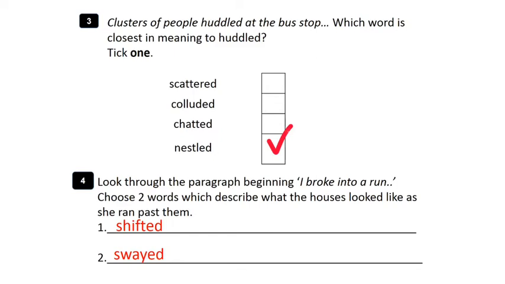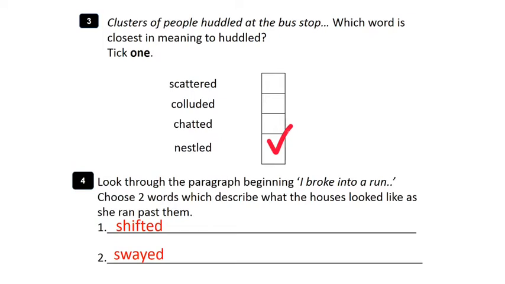So again, you have to think of what that is actually describing to you. So clusters of people to me describes a big group of people, and we know that the weather wasn't particularly nice, so huddling at the bus stop means that they were joining together, they were squishing in together to protect themselves from the weather. So scattered wouldn't work because that means obviously spread out. Colluded wouldn't work. Chattered wouldn't work.